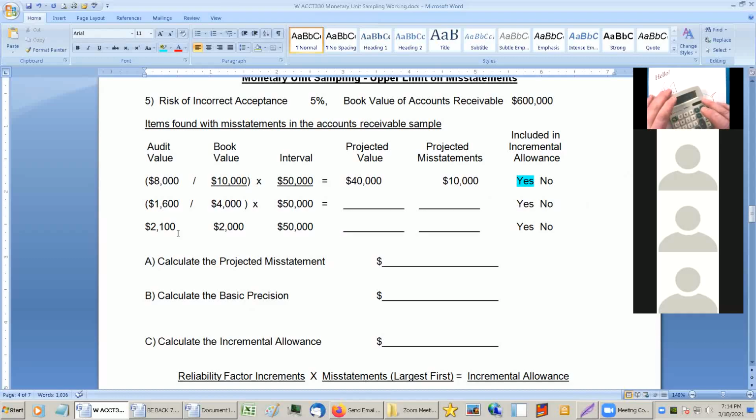$1,600 divided by 4,000. The item they had in the books for 4,000, we go look at it, and we see it's worth 1,600. So 0.4 times 50,000, the projected value is 20,000. So the projected misstatement would be 30,000.